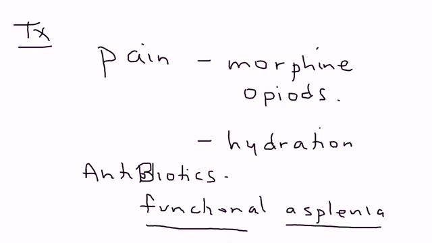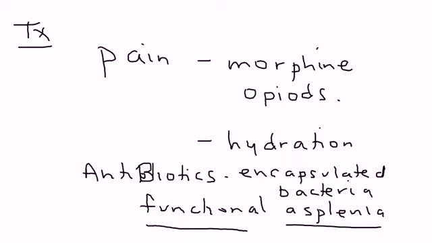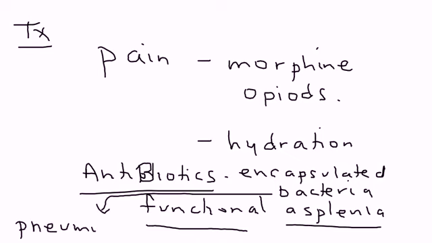Now, if a person's spleen is not functioning properly, it makes them susceptible to infection with certain encapsulated bacteria. So that's why antibiotics are key as part of the treatment and management of sickle cell. Which bacteria? It's important to mention: pneumococcal infections, and also salmonella infections.